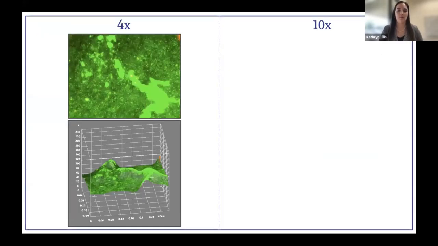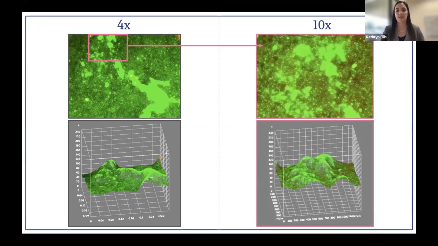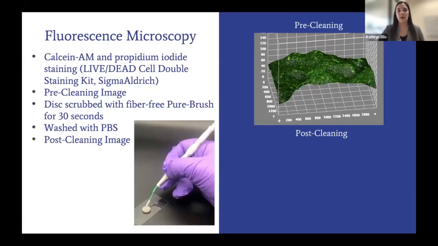And here's an example of that biofilm here at a 4x magnification. And in the image below, you can see the actual surface architecture of the biofilm, indicating to us that it is dense and multi-layered. And if we take a closer look, again, we see mostly those live green bacteria here, very few of the red dead bacteria, and a very dense multi-layered biofilm. So the next thing we have to do is attempt to clean the discs.